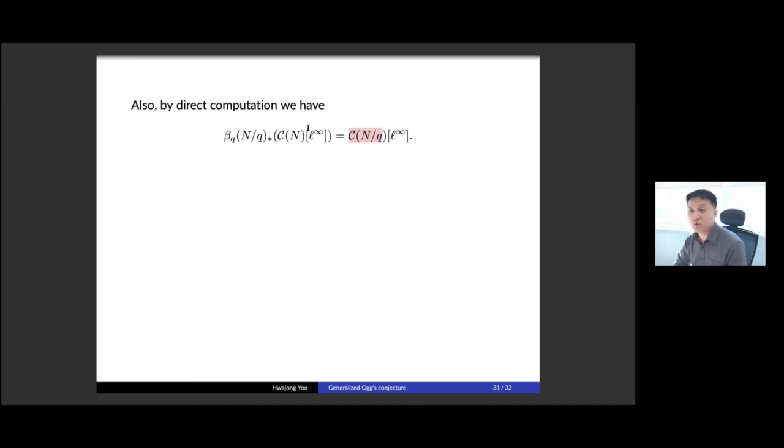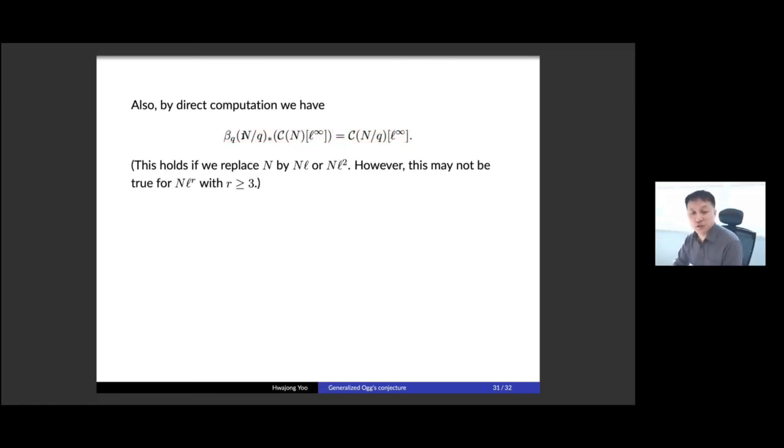This you can prove at the level of divisor groups, not the image in the divisor class group. So you can prove that actually at the level of divisor groups. Also you can prove a similar theorem if you replace N by NL or NL square. However, this may not be true when N is divisible by L cube. So this is a nice theorem.